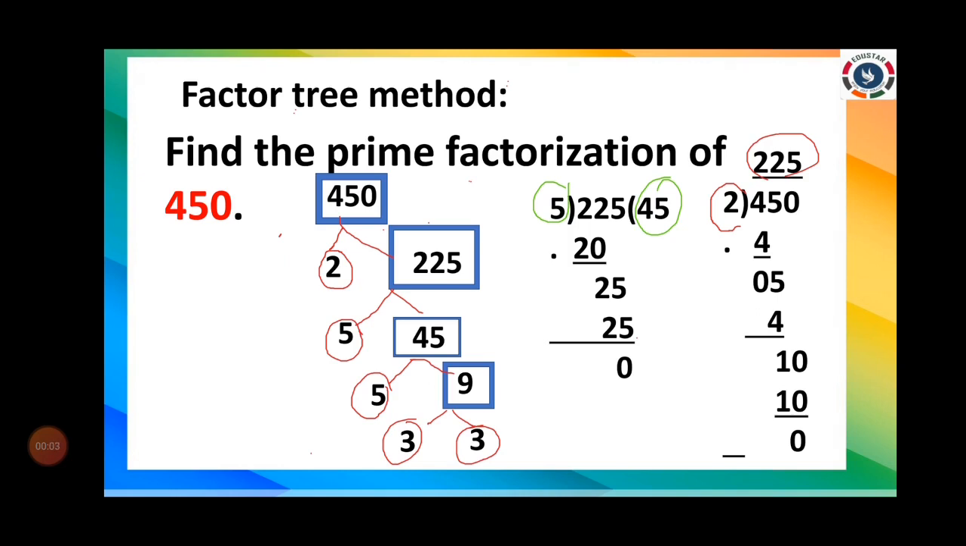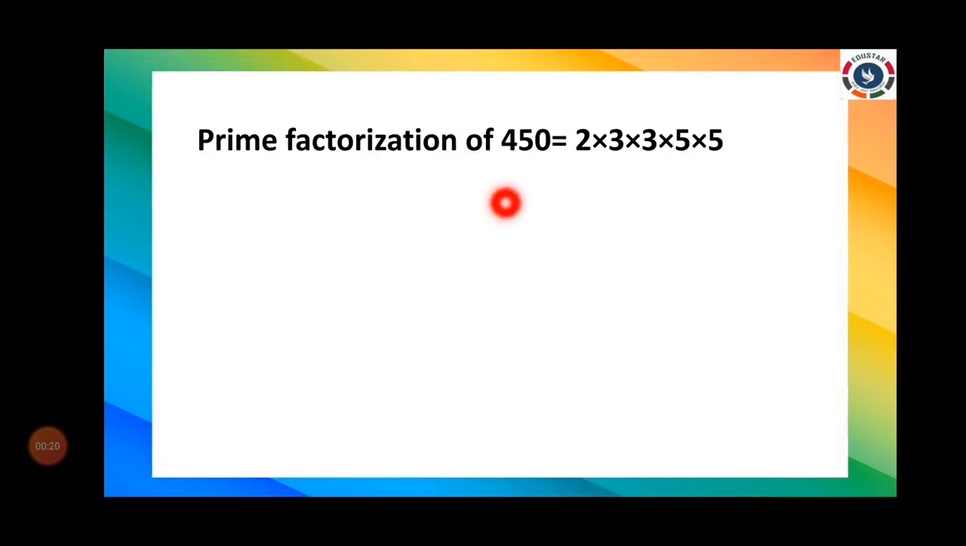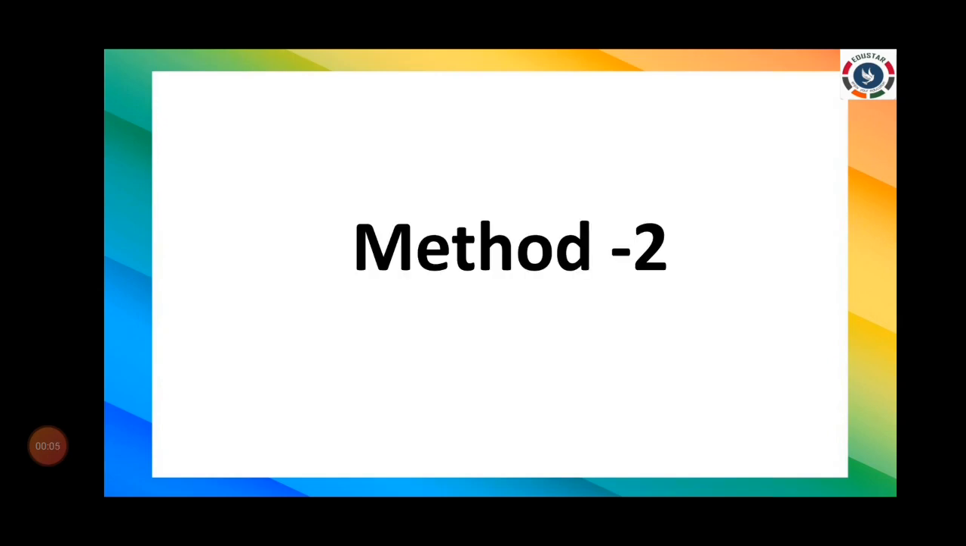Okay. What are the prime factors for 450? 2, 5, 5, 3, 3. But while writing that, you arrange the numbers in ascending order. So the prime factorization of 450 is equal to 2 into 3 into 3 into 5 into 5. So you have the 5 prime factors that you take and write. If you multiply the 5 prime factors, you will get 450. Okay. And next I am going to explain method 2.